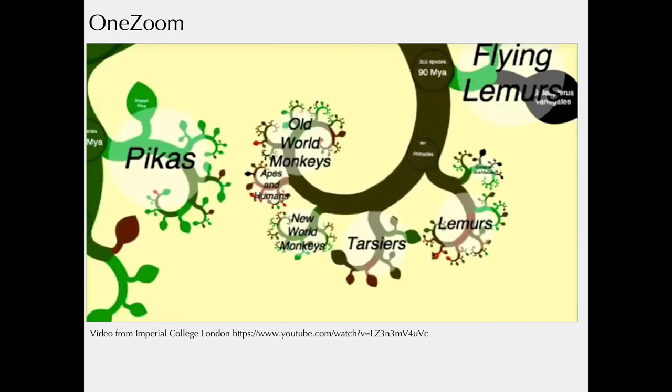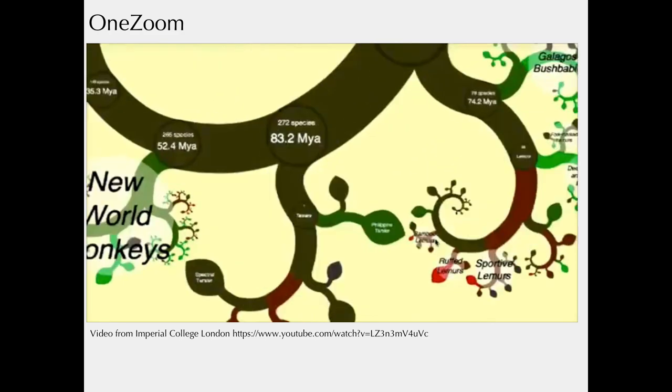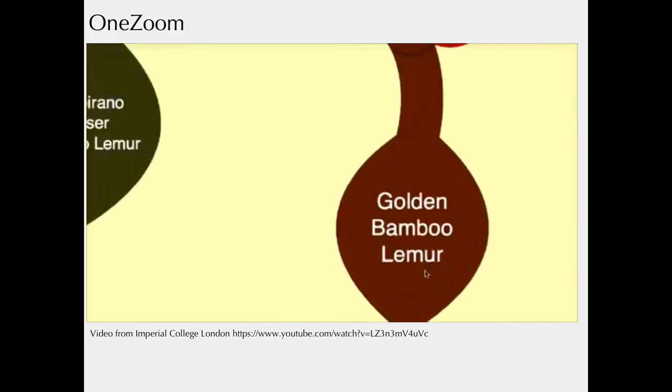Any questions about this? Yeah? What does the tree actually look like? What does the data look like? Oh, what the data look like. Yeah, so there are, of course, multiple data formats.